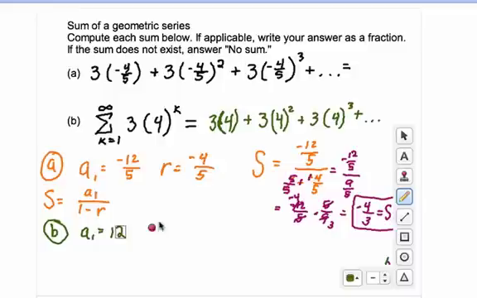And then we see that r is going to be 4, because you're multiplying each term by a 4. So remember what happens if r is 4, this is greater than or equal to 1, so this is no sum. And that's what you put for your answer.